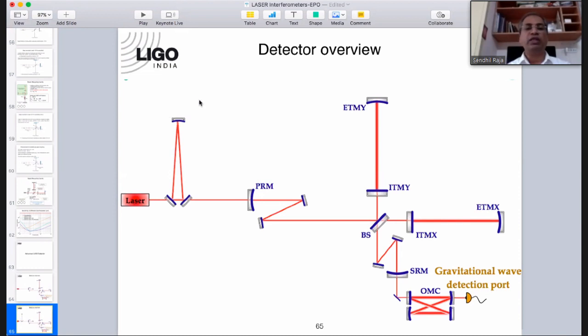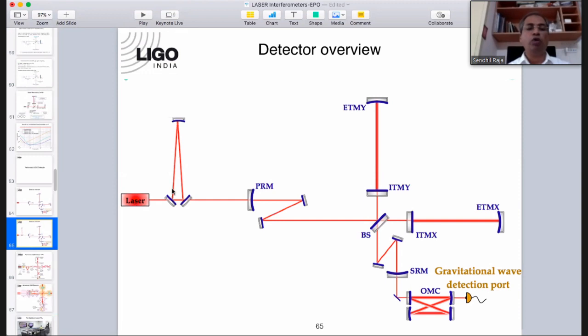So similarly, there's an input mode cleaner, and this input mode cleaner is required because however well you build a laser, there's a finite content of the higher order modes. Given the specifications that you want to achieve for the LIGO detectors, an input cavity is used to further filter the laser output to make sure the higher order modes are attenuated to a large extent, and only the TEM00 mode is present. So in some sense, this is the core optical set of the total LIGO interferometer, the advanced LIGO configuration.